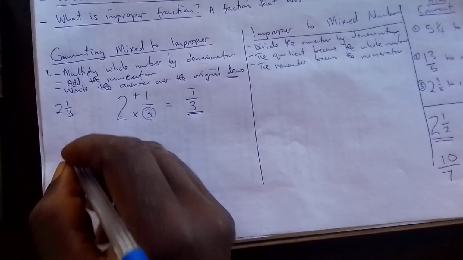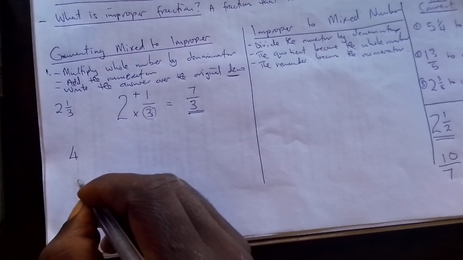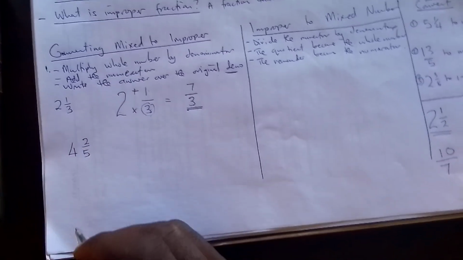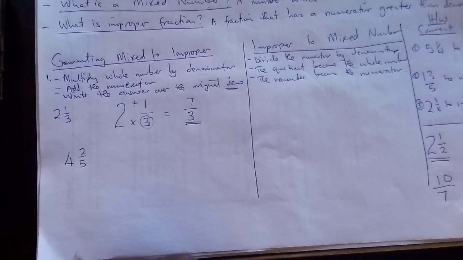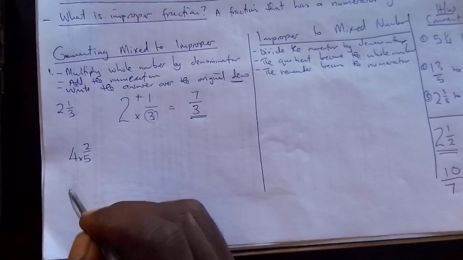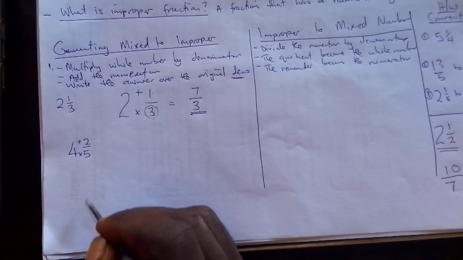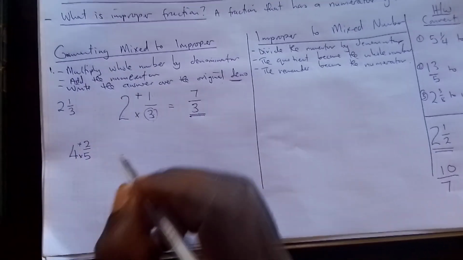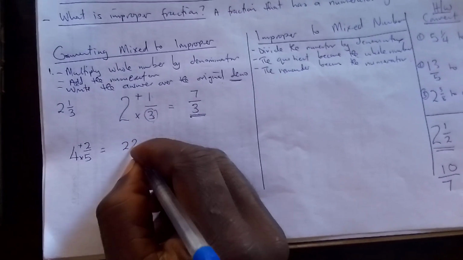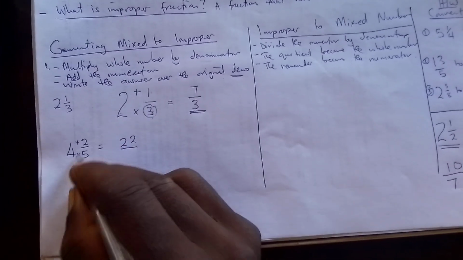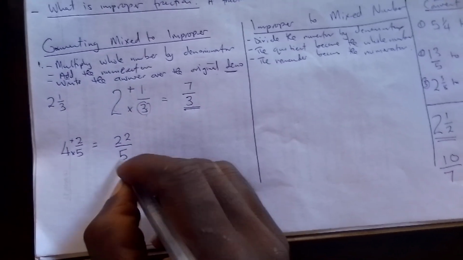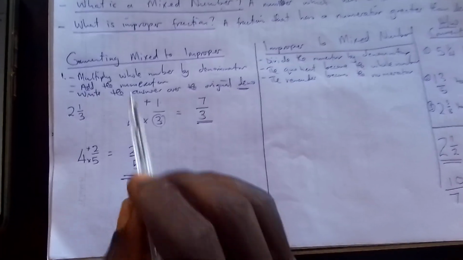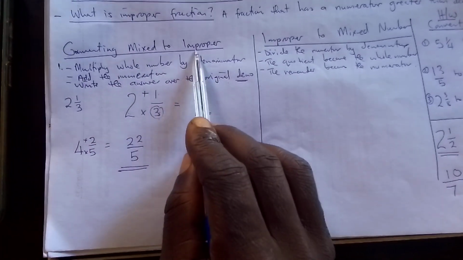Here is another example where we are going to have 4 and 2 over 5. So in your mind, you must multiply here, and add there. Let's multiply 4 times 5 is 20, plus 2, it is 22 over the original denominator, which is 5. This is how we can convert a mixed number to an improper fraction.